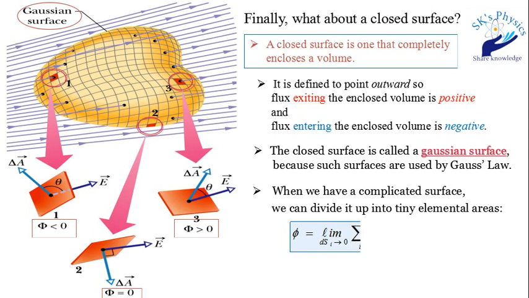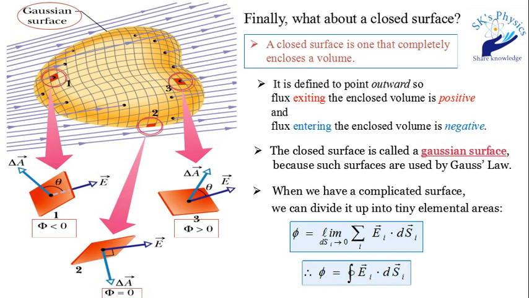Phi is equal to the limit delta Si tends to 0 of sigma Ei dot dsi, because here all are tiny area elements. Total flux is equal to the integration of E dot ds. Here it is a closed integration.